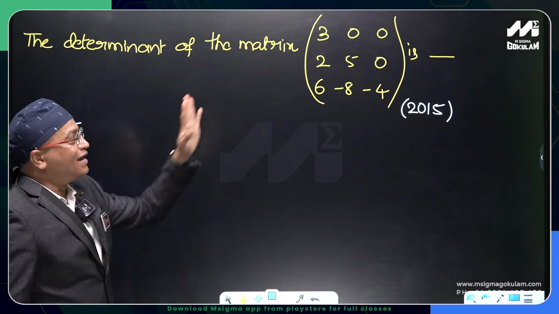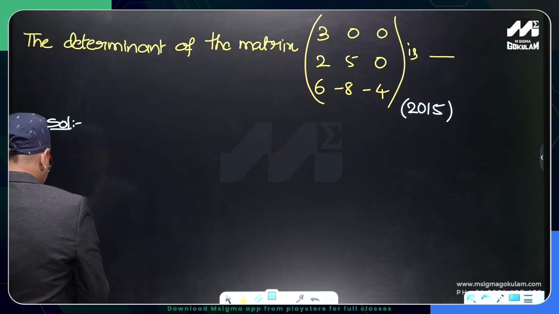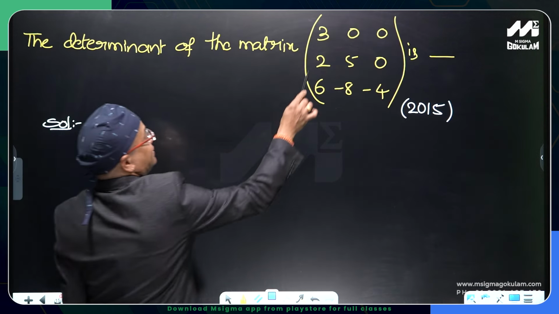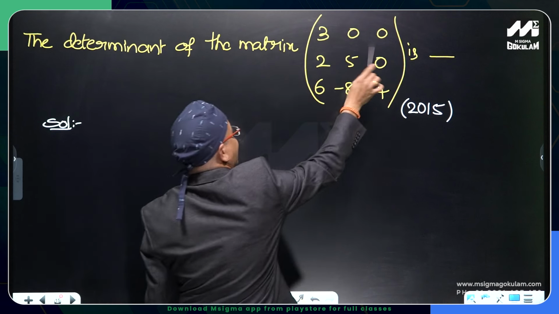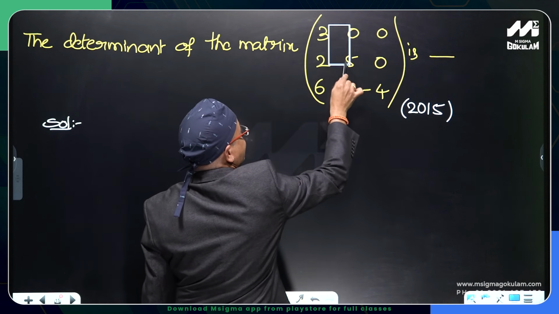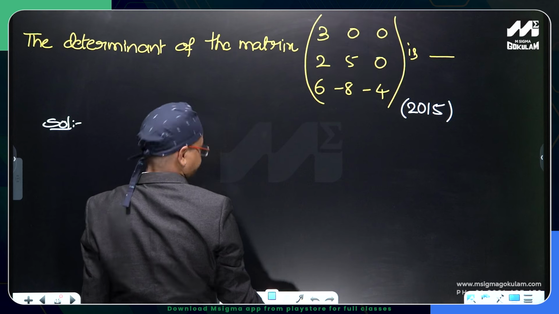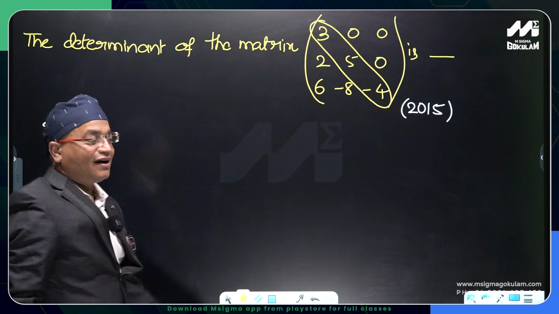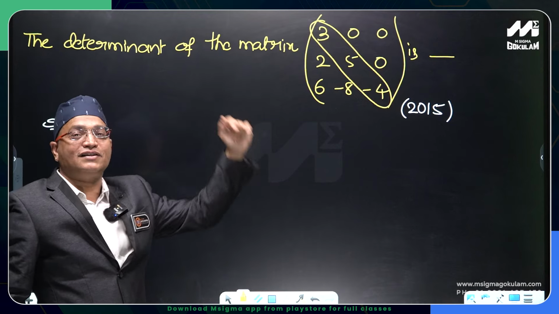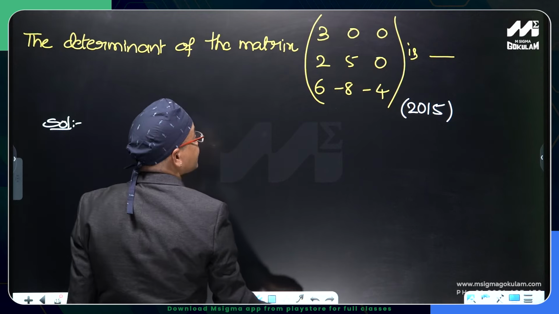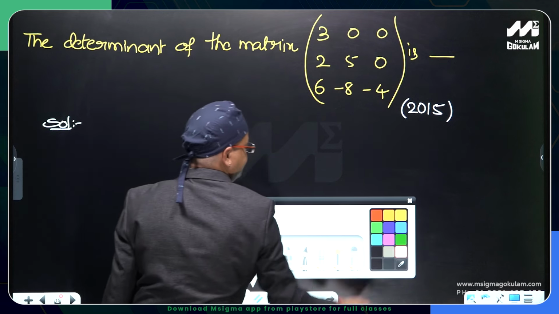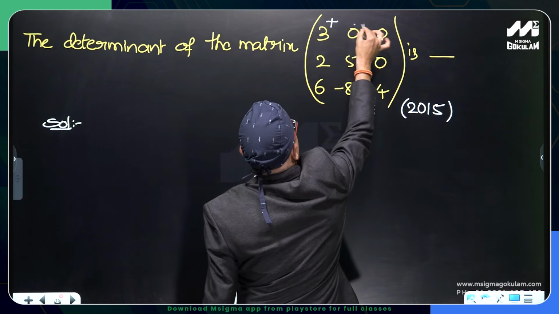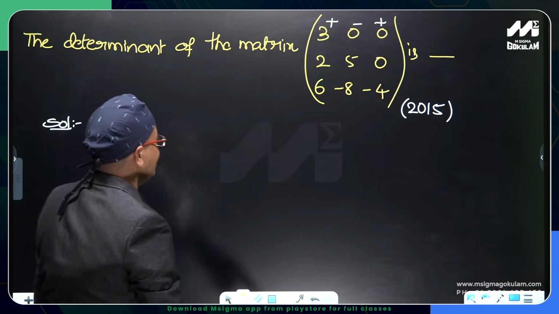The determinant of this matrix is what? In the previous problem, it was upper triangular. All the elements below the principal diagonal are 0. Now it is lower triangular matrix. All the elements above the principal diagonal are 0s. You observe? All the elements above the principal diagonal are 0 here. Quite opposite. Then how to solve? Same. Utilize these two zeros. Plus, minus, plus. So, solution.